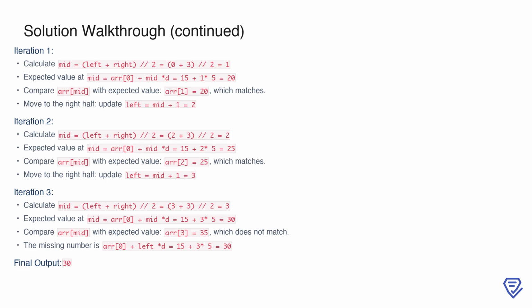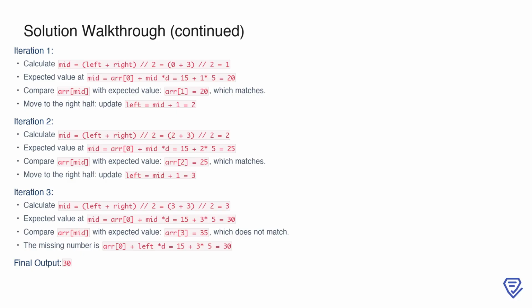Since the actual value at ARR[1] matches the expected value, we move the search to the right half by updating left to mid + 1, which is 2. In the second iteration, mid becomes (left + right) / 2, which evaluates to 2. The expected value at this index is 15 + 2 * 5 equals 25, and since ARR[2] equals the expected value, we again move to the right half by setting left to mid + 1, which is 3.